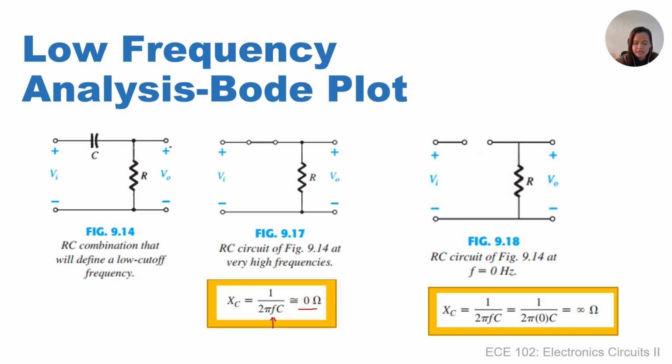On the other hand, if we apply a frequency of approximately 0 to this circuit, then the capacitive reactance, just plainly substituting, is 1 over 2 pi times 0, which is infinity. Anything over zero, having a denominator of 0, equals infinity. So it acts as an open circuit.